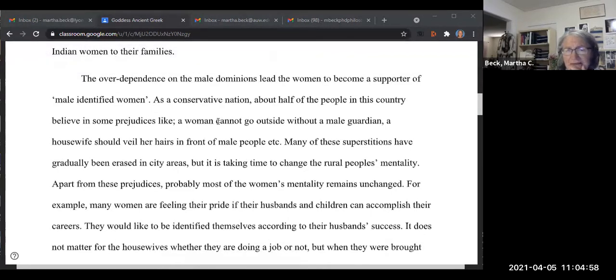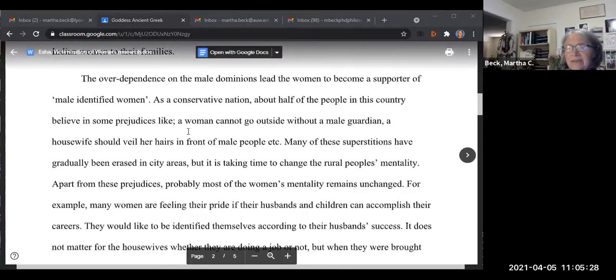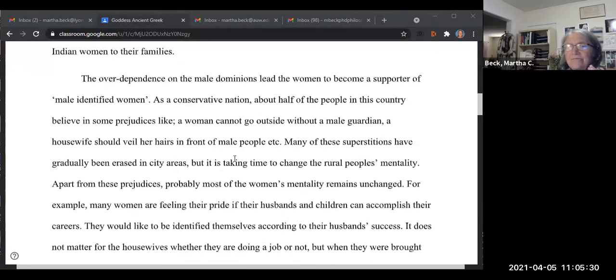And then she says, about half of the people in Bangladesh believe in these prejudices. Well, it would be nice to have a reference there. Because I'm not quite sure, it could be more than half. I don't think that's just a common assumption, right? To say that men dominate is fine. Like that's going to be agreed on. But if she says about half the people believe in some prejudices like this, she really needed some kind of support from some scholarship somewhere.